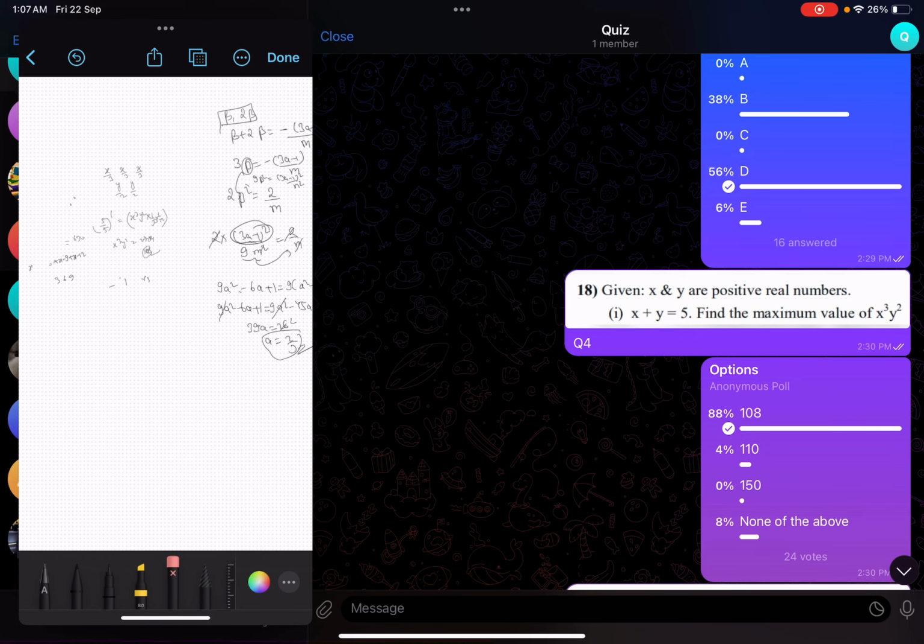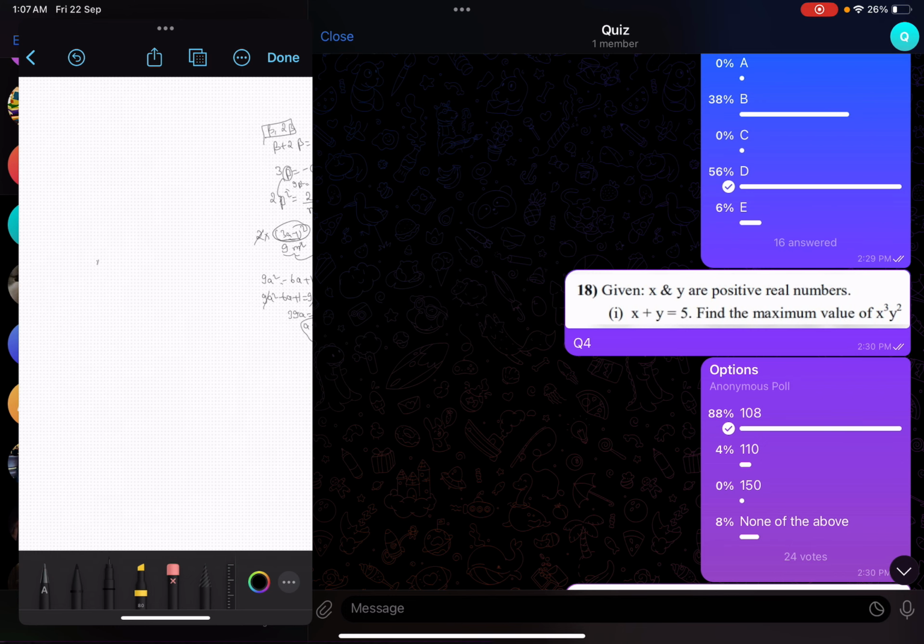Okay, let's see the next one. The next question is: given x and y are positive real numbers, x plus y equals 5, find the maximum value of x cube y square. Very easy question, a straightforward application of AM-GM.